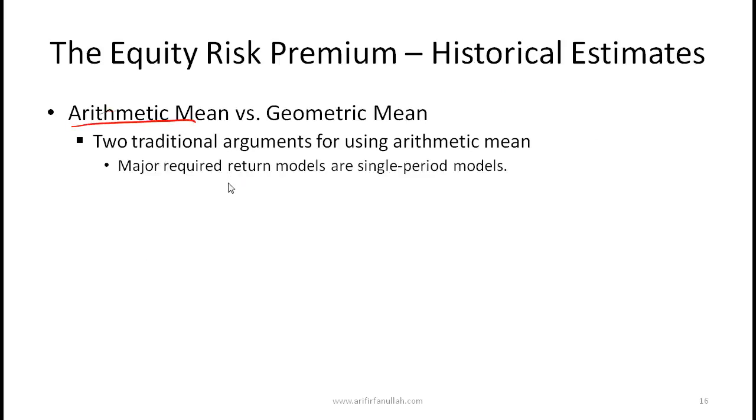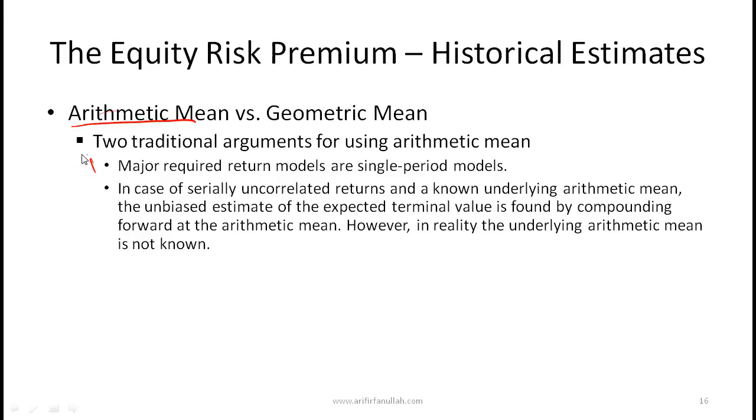So the two traditional arguments for the arithmetic mean. Here again I won't try to understand this too deep. As long as you just read these slides a few times and get a general idea, that's good enough. There is some statistical stuff underneath this which we don't really need to master. But there are two traditional arguments for using the arithmetic mean. One is that most major models are single period models, and if you are doing single period models, then use the arithmetic mean. And this one most people will have trouble understanding, but just read it a few times.